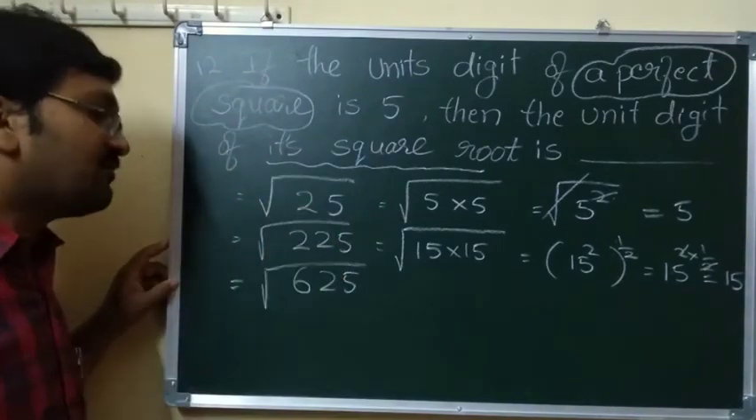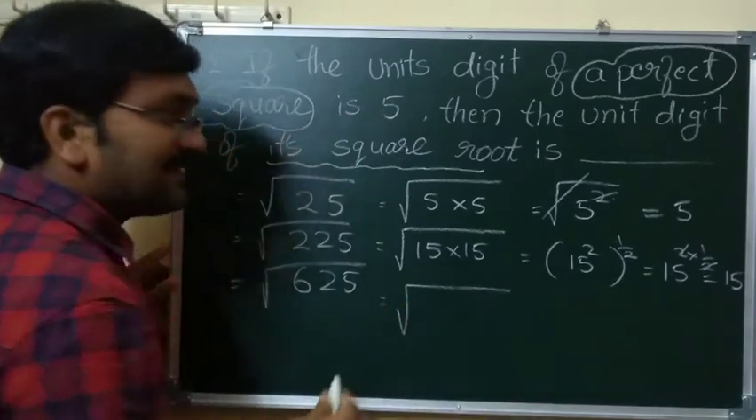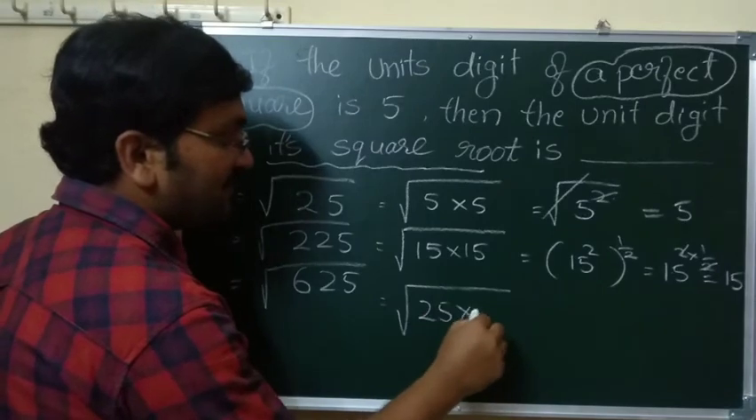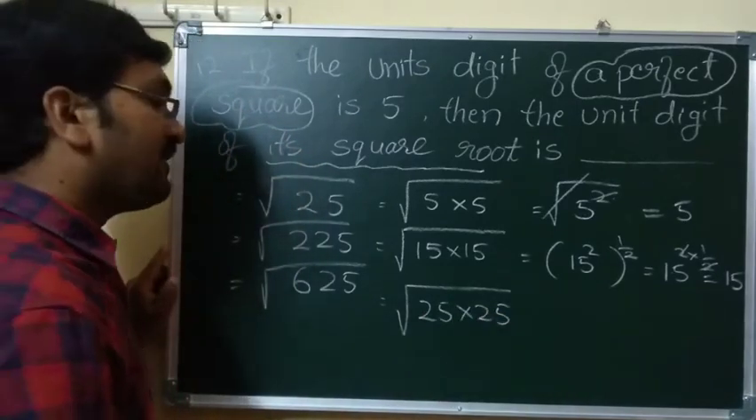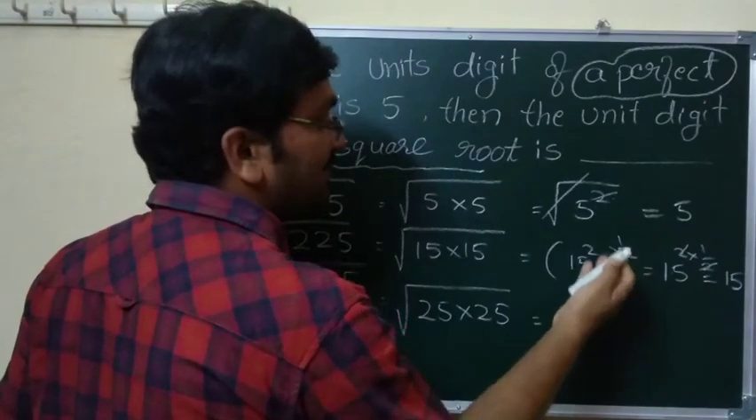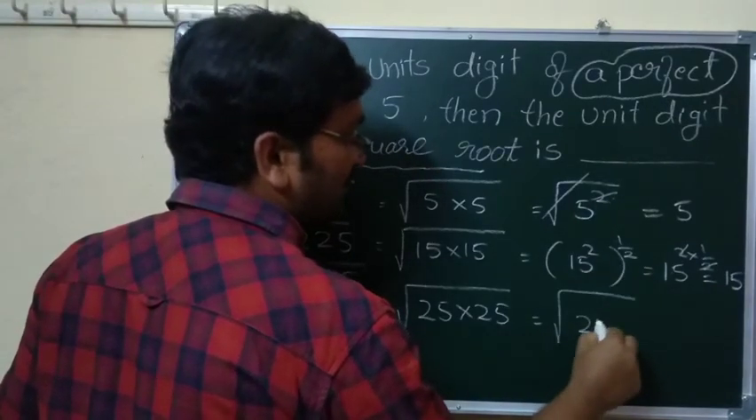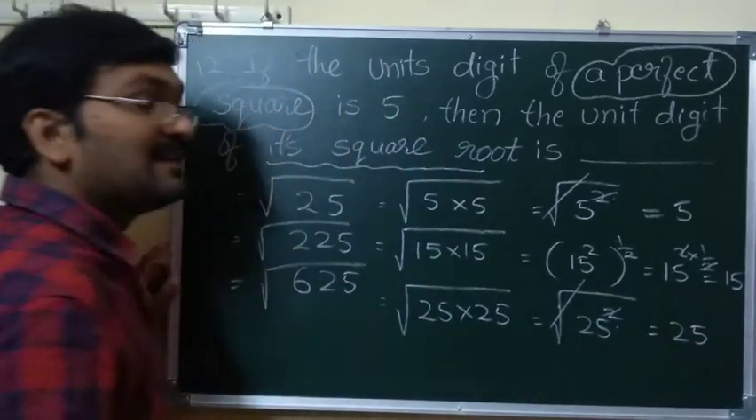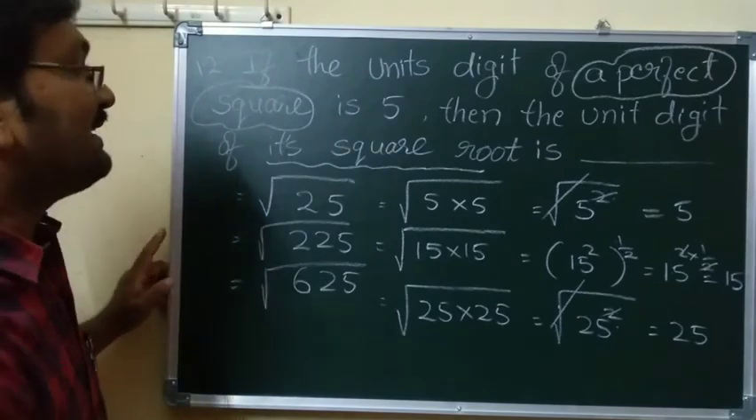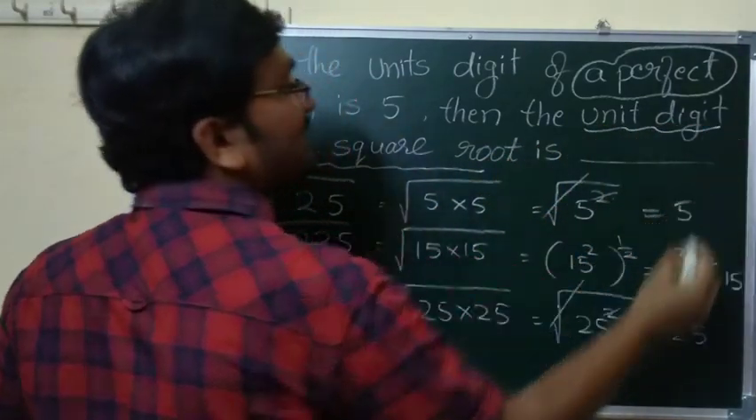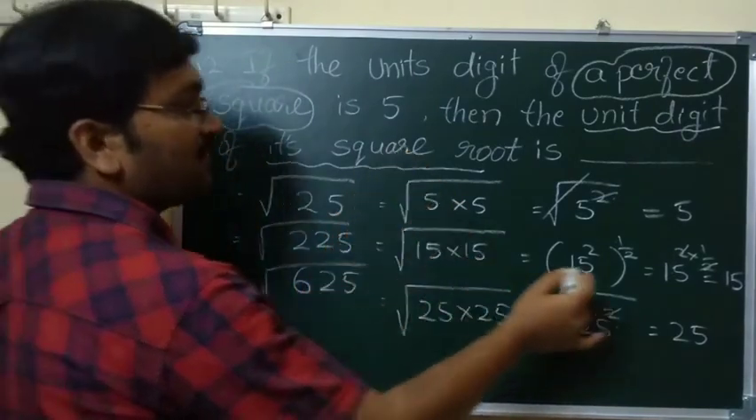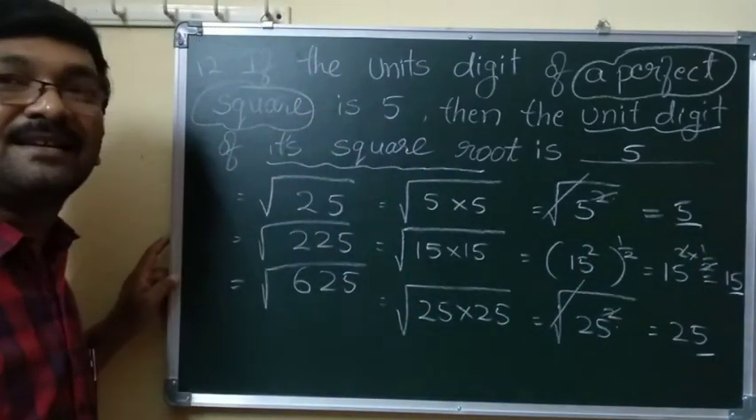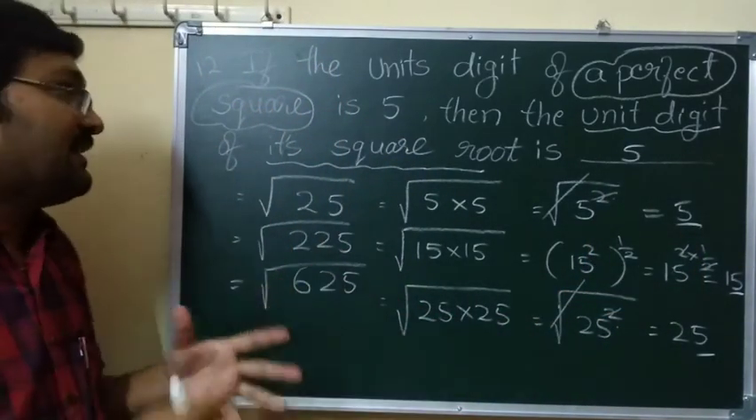Next, 625. Already I said you must remember the squares up to 30 numbers. So 625 is 25 square. I can write it in either this method or this method, that depends on you. The square and root will be cancelled. The answer is 25. Now what do we want to check here? They gave the unit digit of the square root. The unit digit here is 5. So the answer is 5.